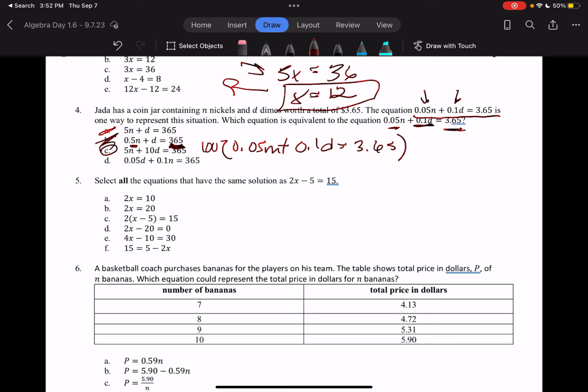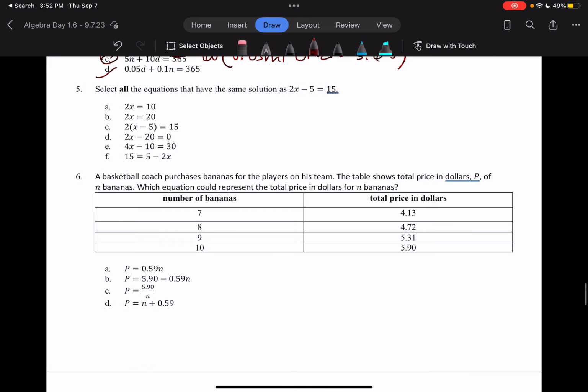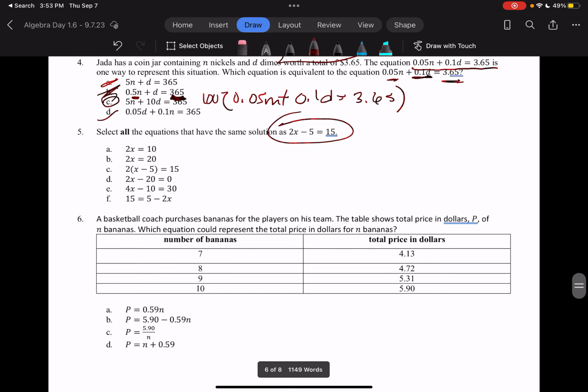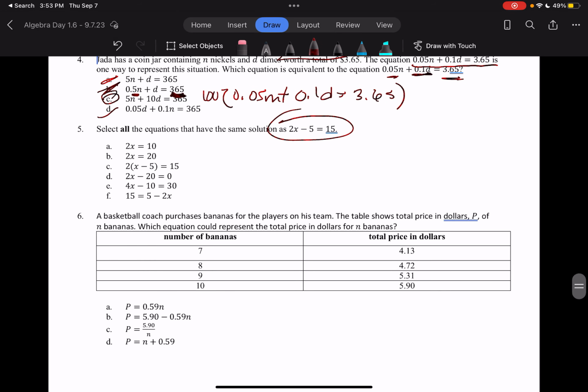All right, and then the last one says 0.05D. No, we cannot just switch around the coefficient with the variable, so that is not correct. All right, number 5 says select all the equations that have the same solution as 2x minus 5 equals 15. You now know how to do this because I've modeled this for numbers 1 and 2. So number 5 you can do 100% on your own. You'll be fine. I will give you the hint that there are also 3 correct answers for this one.